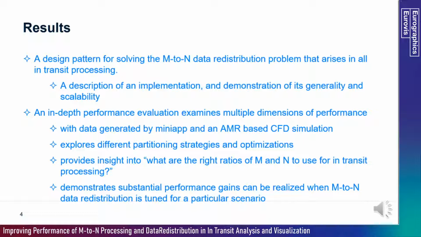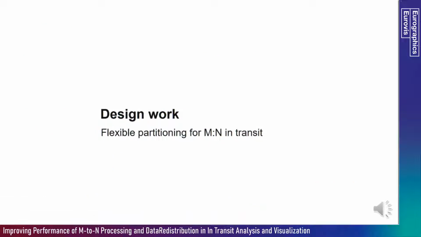We explore different partitioning strategies and optimizations, and provide some insight into what are the right ratios of M to N to use for in-transit processing. Our studies demonstrate that substantial performance gains can be realized when M to N data redistribution is tuned for a particular scenario. Before presenting our performance studies, we'll go into the design work.